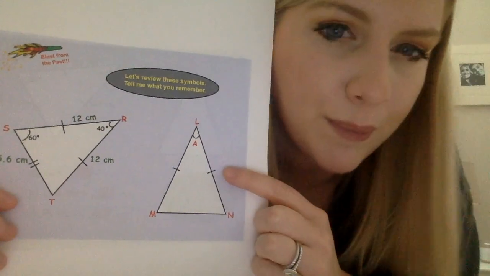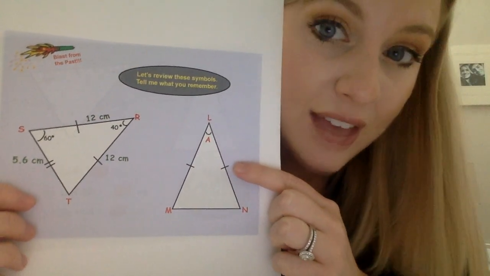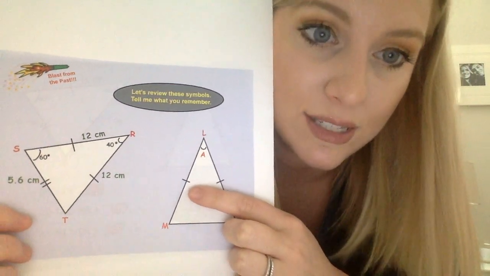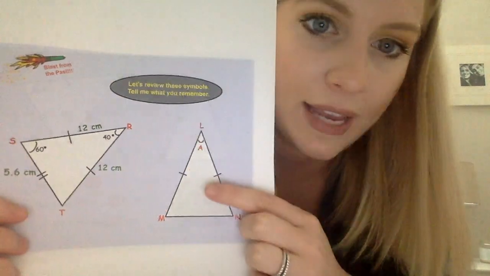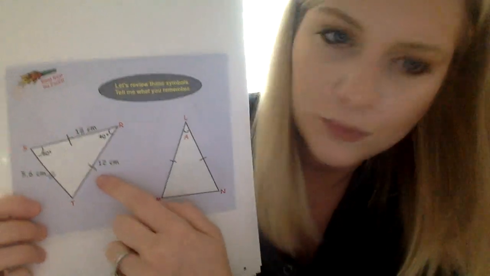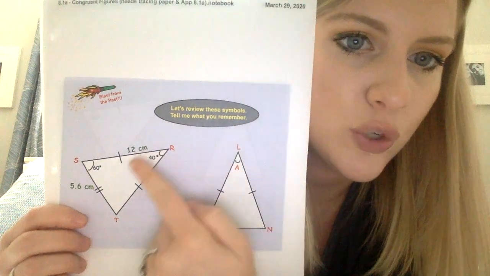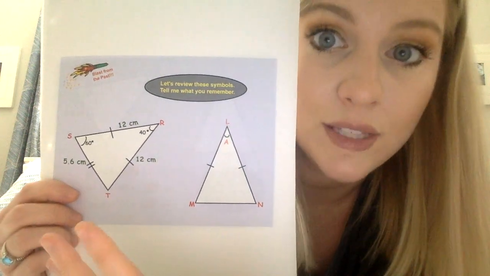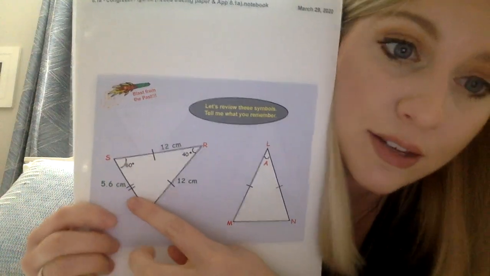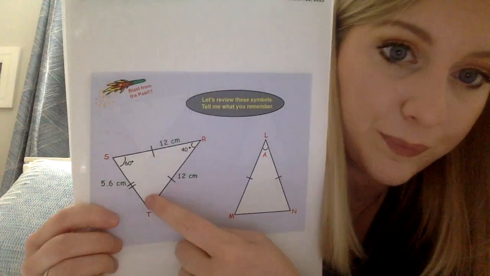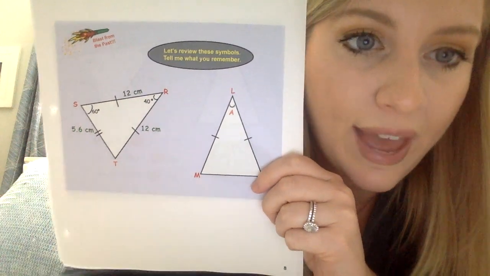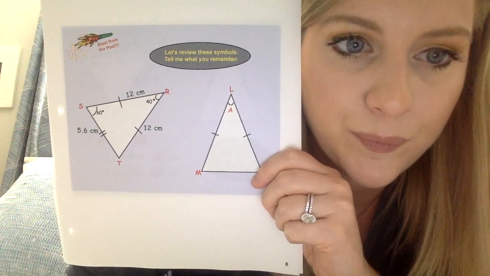Do you remember what these little tick marks mean? If it has a tick mark, it means that this side is equal to or congruent to the opposite side. Okay, so line LM is congruent to line LN. Over here, we have SR, 12 centimeters, and RT, 12 centimeters. That means they are congruent. Very good. Now, if it has a double tick, that means that line is not congruent to either side. We also have our angles that are labeled in triangle SRT. We have 60 degrees and 40 degrees.